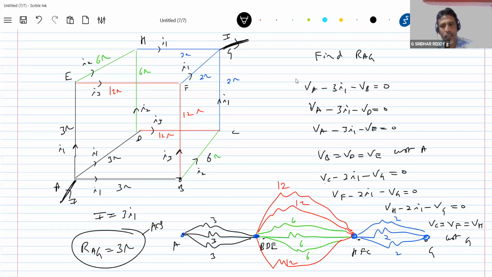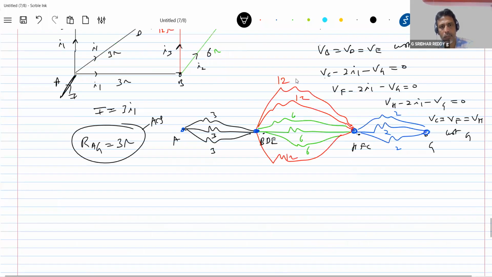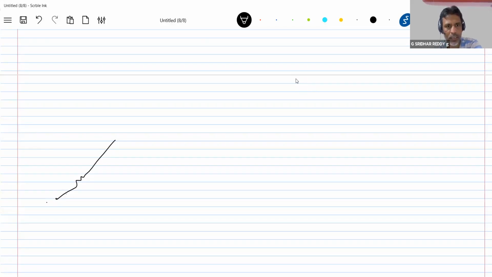Fine. Just writing KVL, nothing big. Only the distribution of current is something very important that you have to manage here. Let me give another thing. So here we have to apply many concepts, not just equipotential. Drawing the circuit.